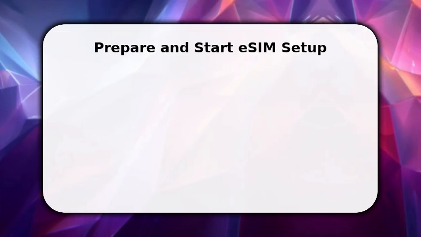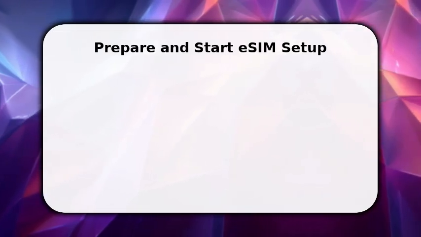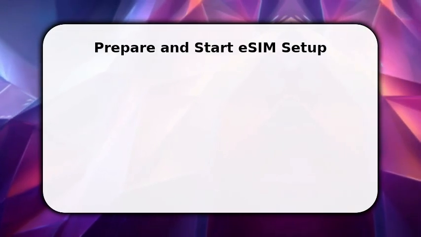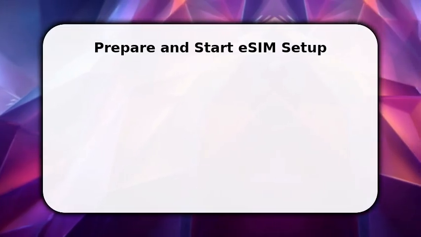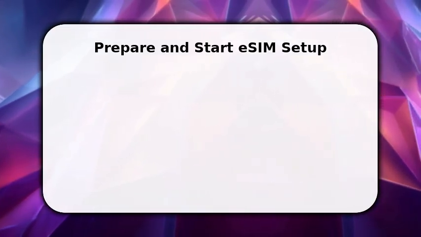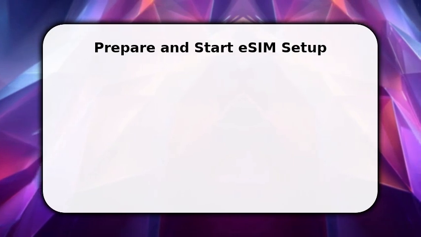Then open Settings and go straight to SIM settings. Don't wander. This gets you into the panel where you'll actually add the eSIM profile. It avoids avoidable errors and speeds activation.